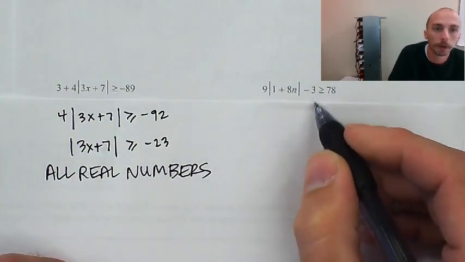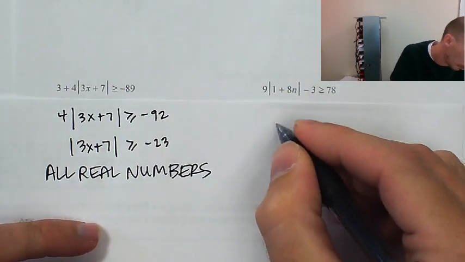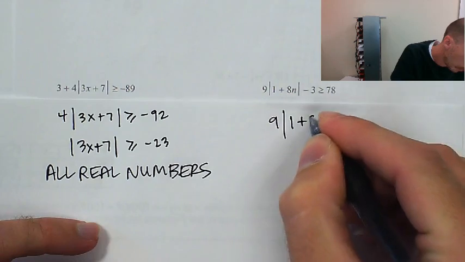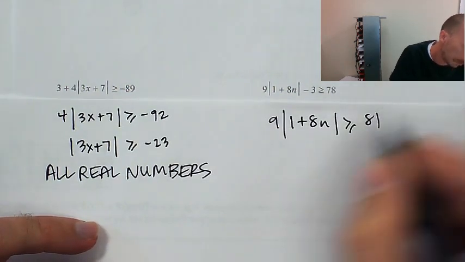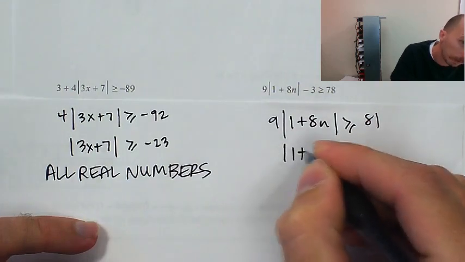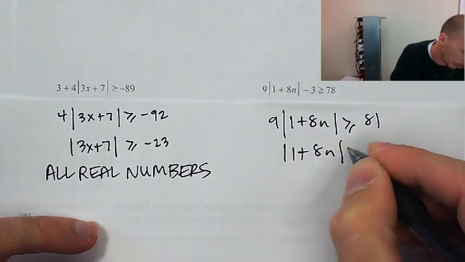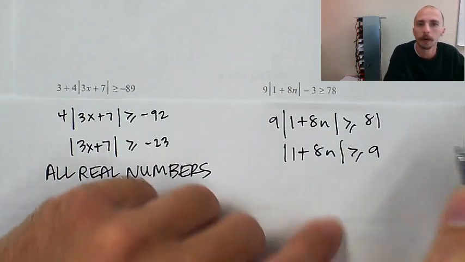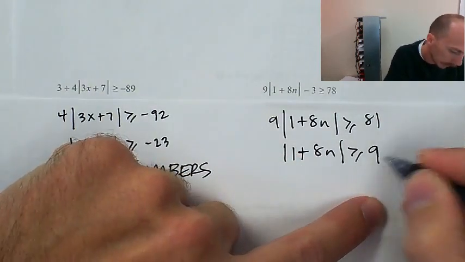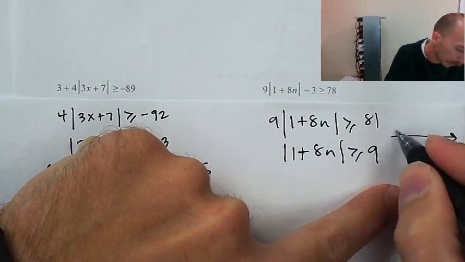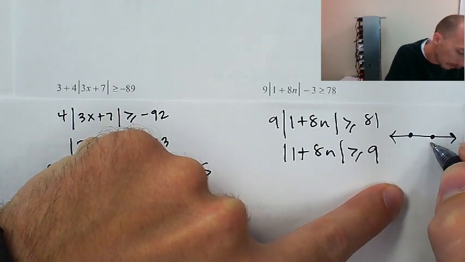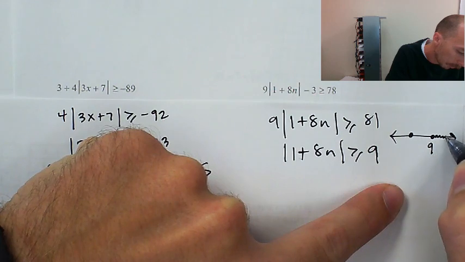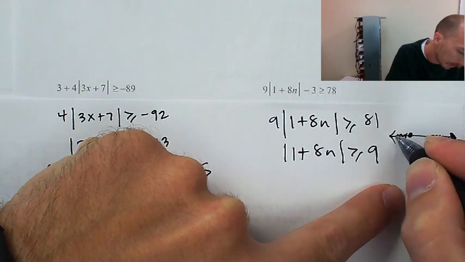Okay. And then over here, I'm going to add 3. So 9 times the absolute value of 1 plus 8n is greater than or equal to 81. And I divide both sides by 9. 1 plus 8n's absolute value is greater than or equal to 9. And, okay, this is not a special one, but this is a more typical one. And it's probably good that we practice those even more. So the absolute value of a number can be bigger than 9 when it's bigger than 9 or more negative than negative 9.